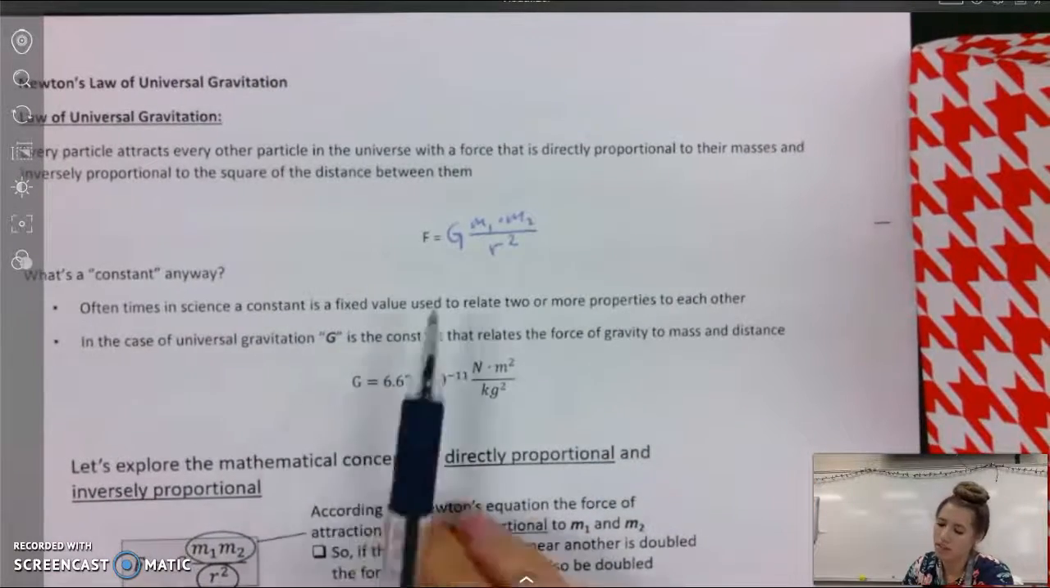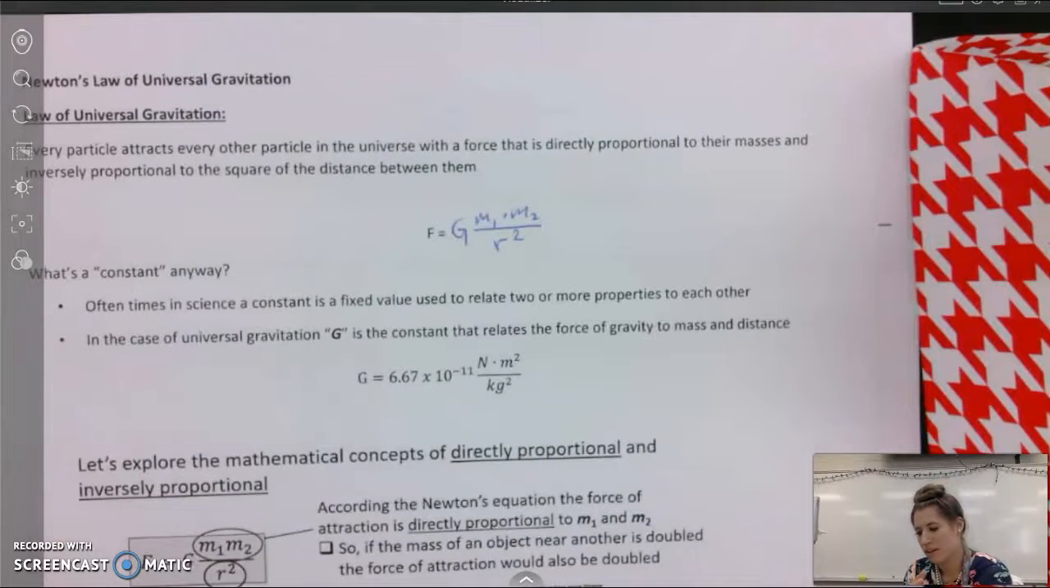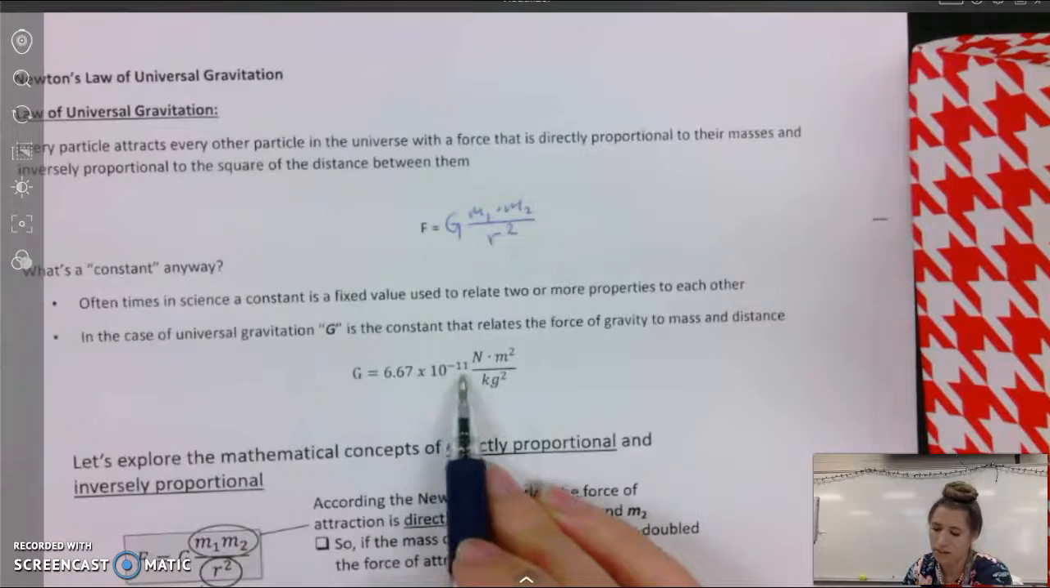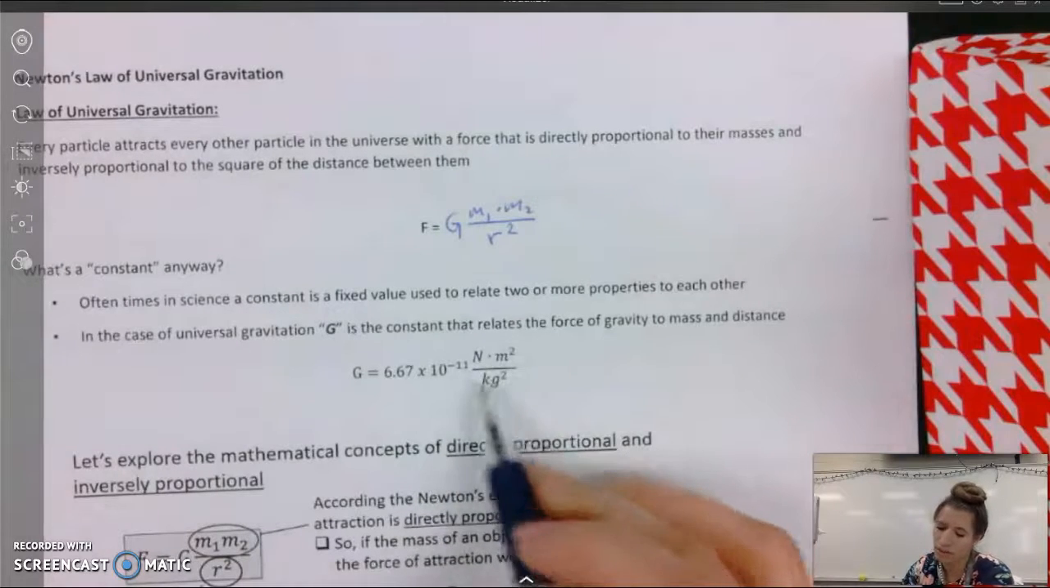Now this constant G, and all constants, they just help to find that ratio between two values, to find how two values relate to one another. Okay, and so this constant is 6.67 times 10 to the negative 11th, and we have units of Newton meter squared per kilogram squared.